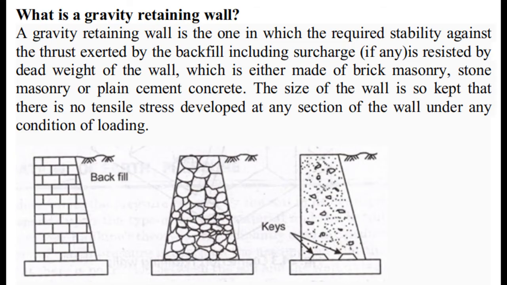Next question is, what is a gravity retaining wall? A gravity retaining wall is one in which the required stability against the thrust exerted by the backfill, including surcharge, if any, that means there may be surcharge, there may not be surcharge, is resisted by the dead weight of the wall, that is the dead load of the retaining wall, which is either made of brick masonry, stone masonry, or plain cement concrete.